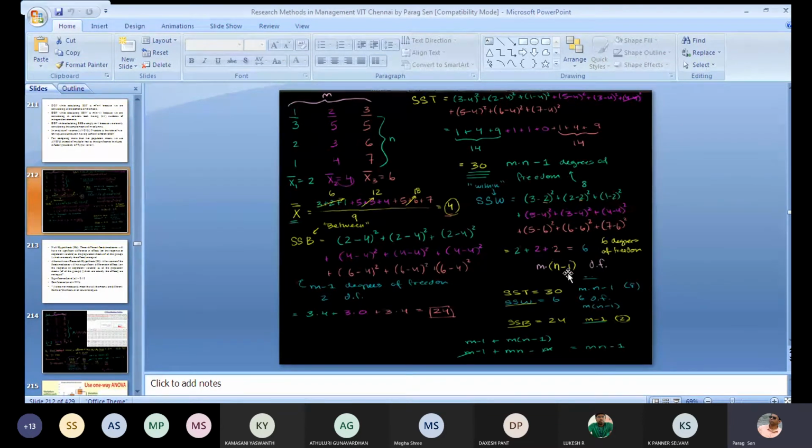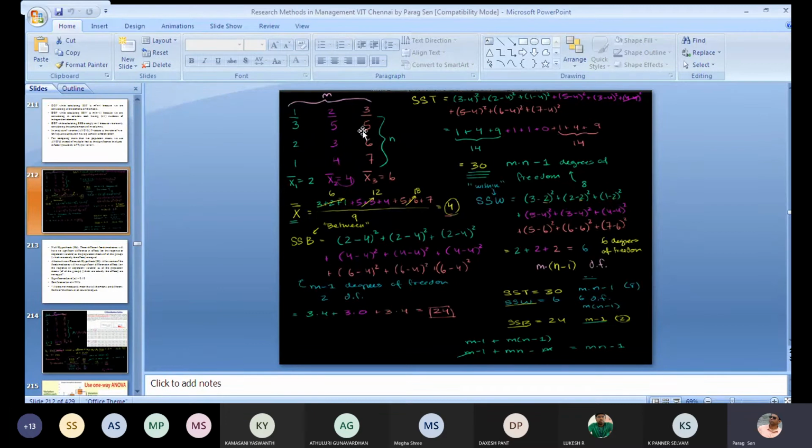You should also consider the degrees of freedom for the sum of squares within. What will be the degrees of freedom? For each group you have 3 elements, so for each group the degrees of freedom is 2. Within this group it is 2, within this group it is 2.